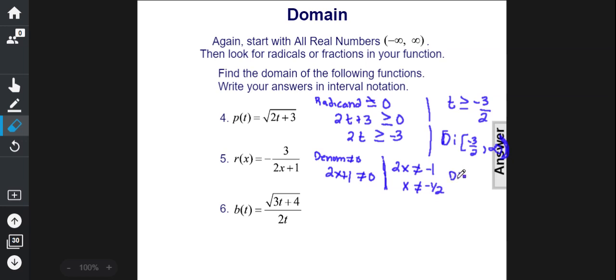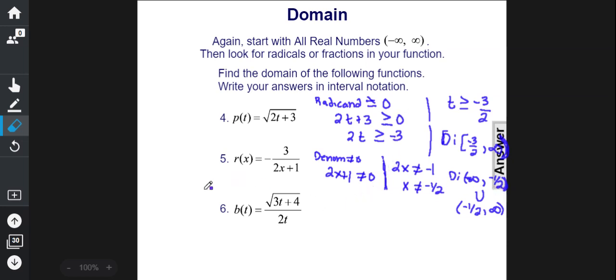So in my domain, I can have all values less than negative 1 half. So that will be from negative infinity up to negative 1 half. We can't include it, so it's curved brackets, united with everything right above negative 1 half. So it's negative 1 half up to positive infinity. So everything below negative 1 half, everything above negative 1 half, we just can't have negative 1 half. So this will be my final answer. Here I'm going to have to use the union.